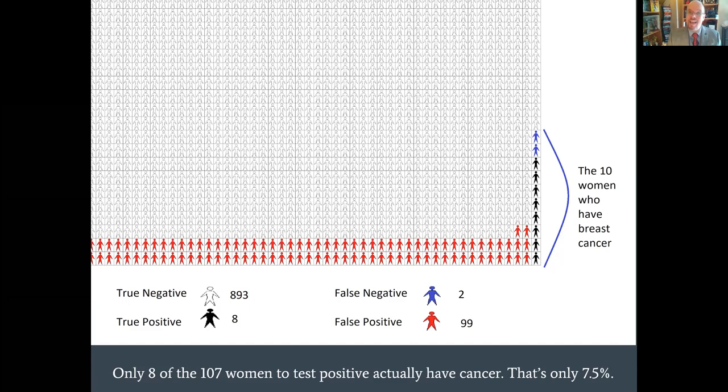But since 90% of the time it comes back negative when you are negative, that means 10% of the time when you actually are negative, it will come back positive. That means roughly 10% of that 1,000 is going to come back with a false positive, right? That's 99 false positives out of that 1,000 people and only 8 true positives, right? So only 8 of the 107 women who tested positive actually have cancer.